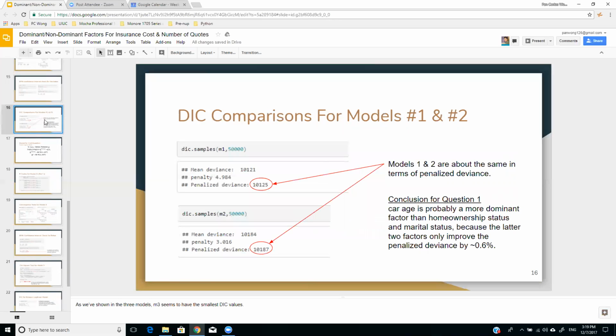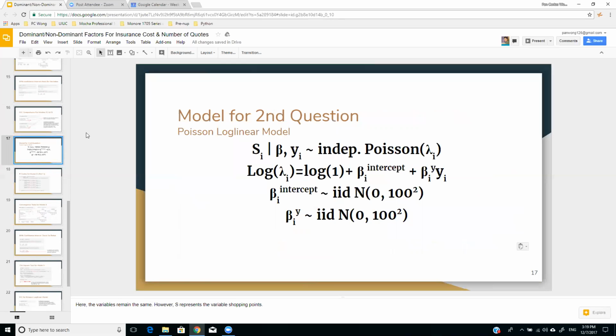Next, we have a comparison of models number 1 and number 2 based on the DIC. We noticed that the DIC values for model number 1 and number 2 are around the same. And car age is probably a more dominant factor than ownership status and marital status, because the latter 2 models only improve the penalized deviance by about 0.6%. Next, Han will introduce the last model.